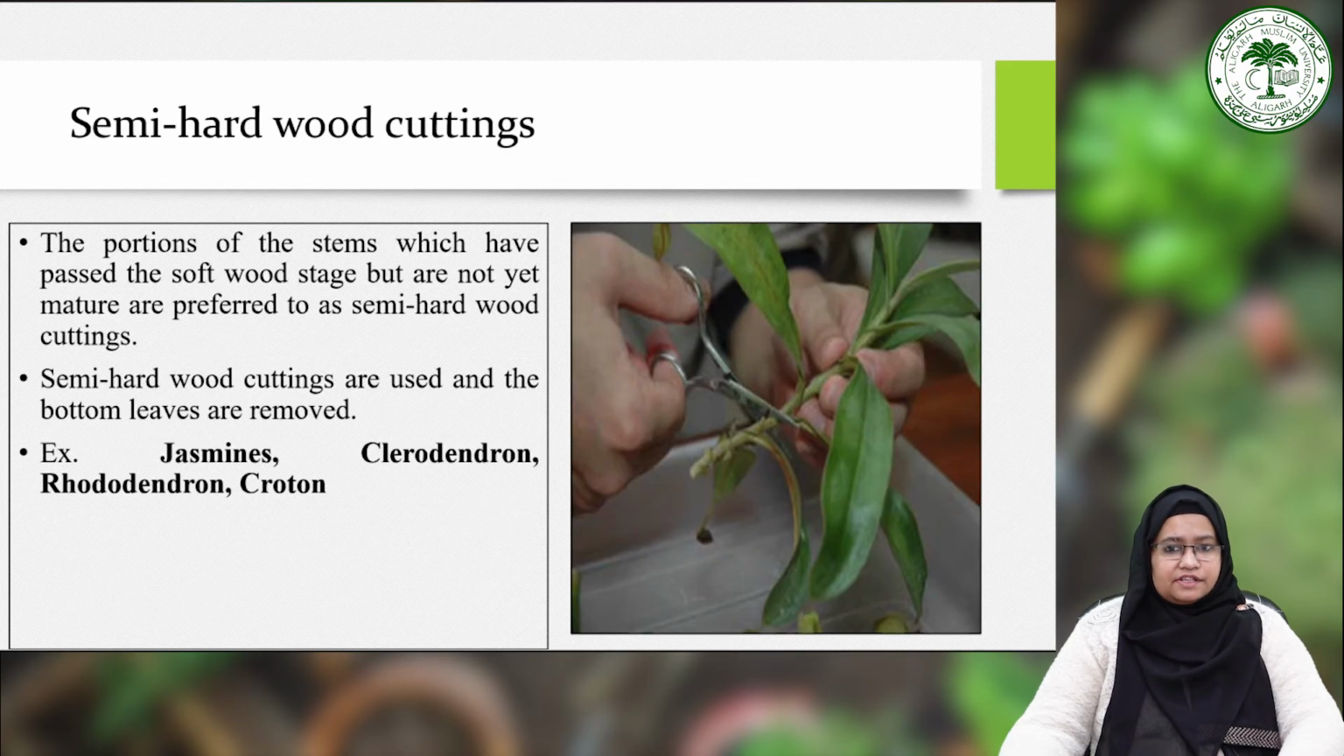And the next is the semi-hardwood cutting. The portion of the stem which has passed the softwood stage but is not yet mature is referred to as the semi-hardwood cutting. Semi-hardwood cuttings are used and the bottom leaves are removed, as in the case of jasmine, clerodendrum, rhododendron, and in croton plants.